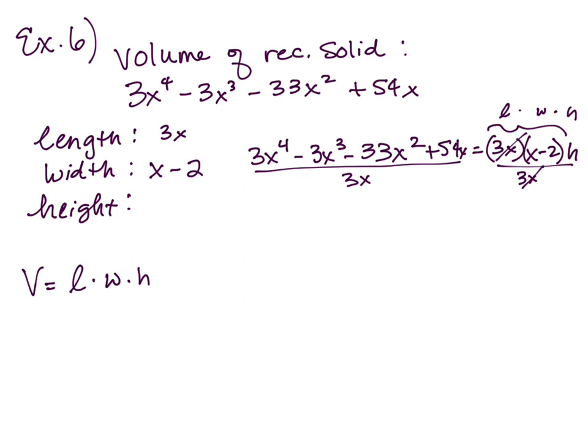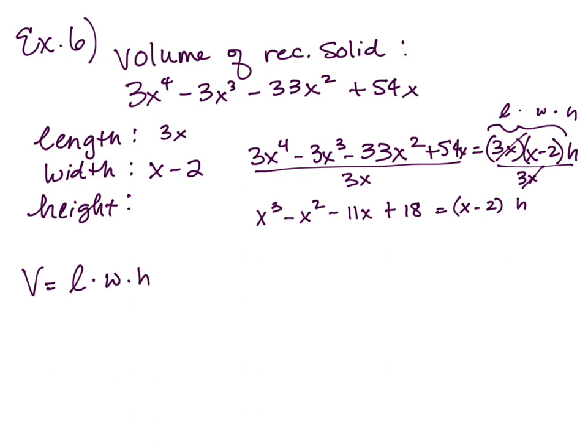3x to the 4th divided by 3x: x cubed. Negative 3x cubed divided by 3x: negative x squared. Negative 33x squared divided by 3x. 54x divided by 3x: 18. Excellent job. Equals x minus 2 h.